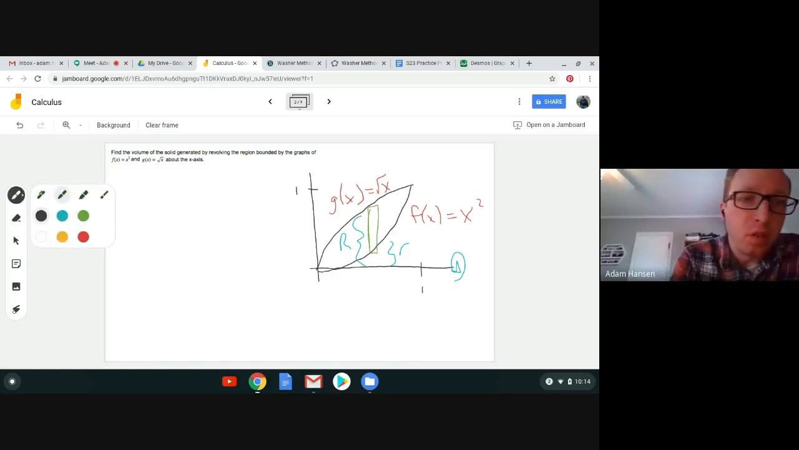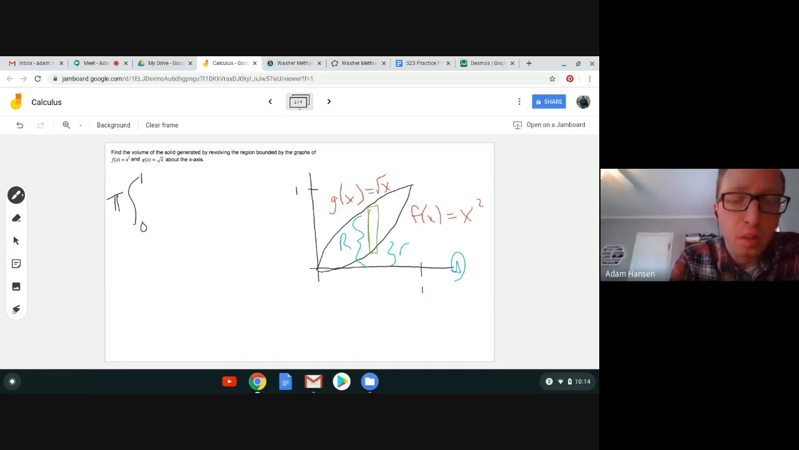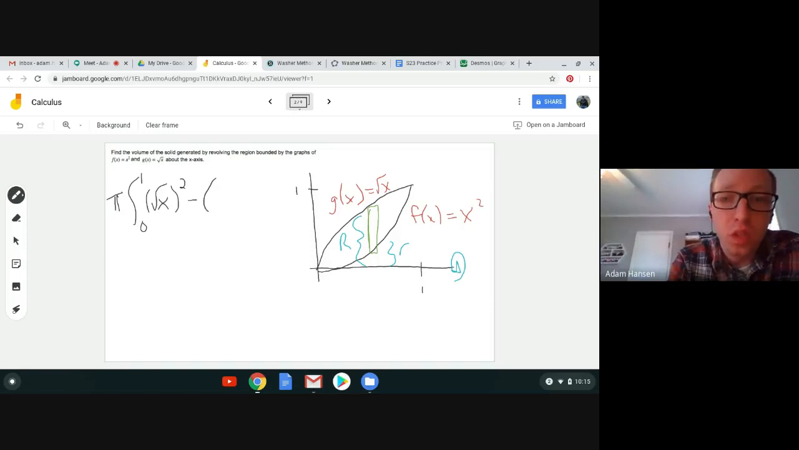So for our definite integral, we'll do pi times the definite integral from 0 to 1 of the large radius, which in our case is going to be the square root of x, squared, minus the inner radius being the gap region I do not want to include anymore, which is x squared, squared dx.